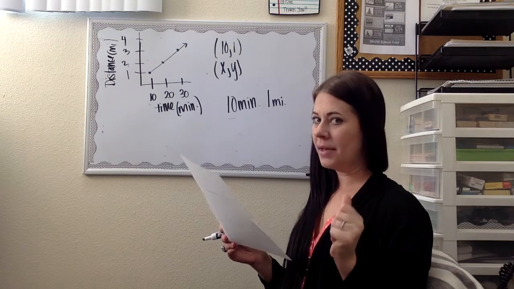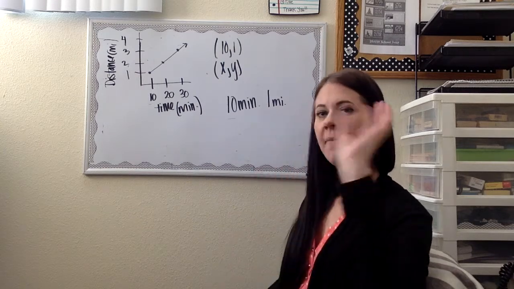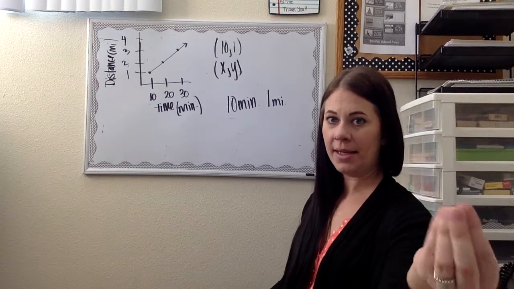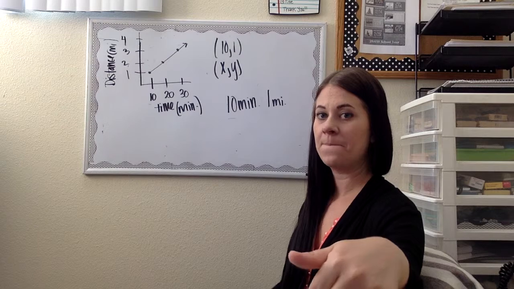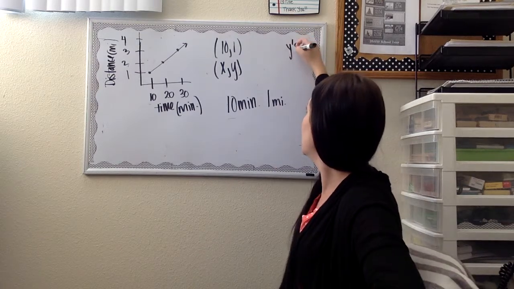So here's the crazy part. When I'm finding the constant of proportionality, is it x's over y's or y's over x's? It's y's over x's.